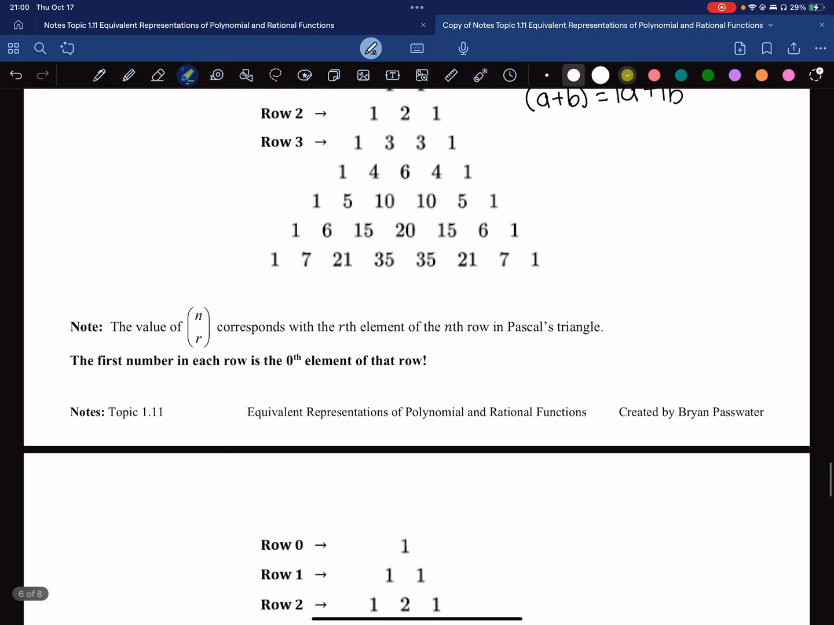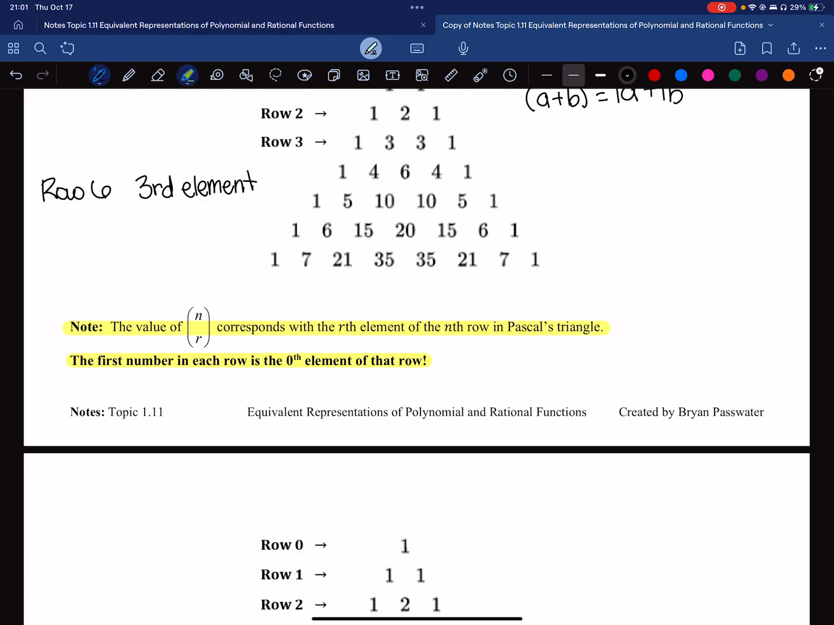Now, it says, note, the value of n over r corresponds with the rth term, the element in the nth row of Pascal's triangle. We'll get more into that. The first number in each row is the 0 element of the row. So if we wanted to talk about a specific term, let's talk about row 6 right here. If we're talking about row 6, row 6 would be n. So let's do row 6, and let's talk about the third element.